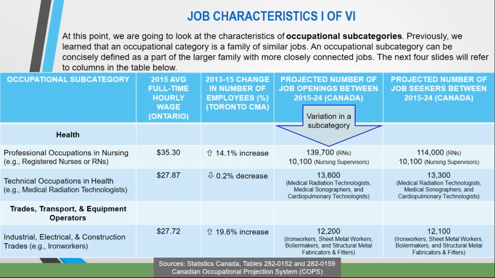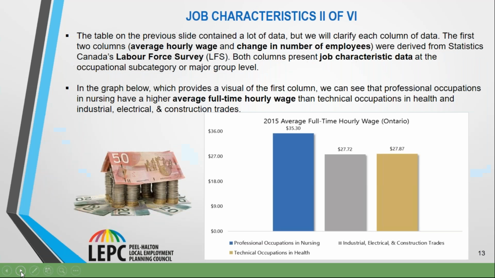We're currently looking at a full table of job characteristic data, but we will go through this big table one column at a time. In the first two columns of the table on the previous slide, we are presented with the average hourly wage and growth data, where growth refers to the number of employees in a subcategory or profession. The first two columns contain labor force survey data at the occupational subcategory level.